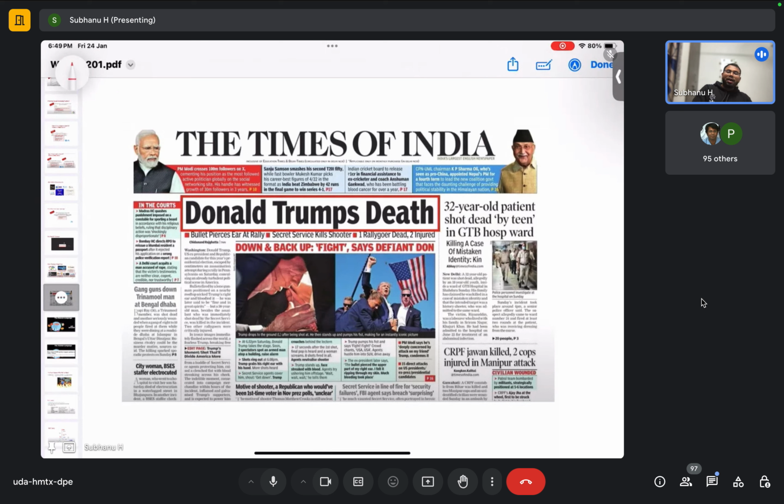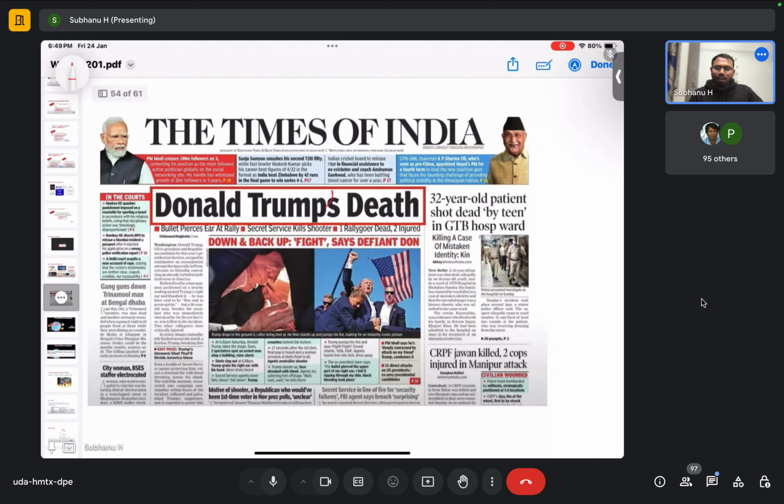Now I'll show you a newspaper. You definitely remember this, before the US election, this is the first page of the Times of India, that says Donald Trump's date. So what do you think, is this a mistake, or what is this? Is it correct? Is there a missing apostrophe s, in Donald Trump's date, or what is this? So what do you think? Can anybody tell me? Speak out, please.